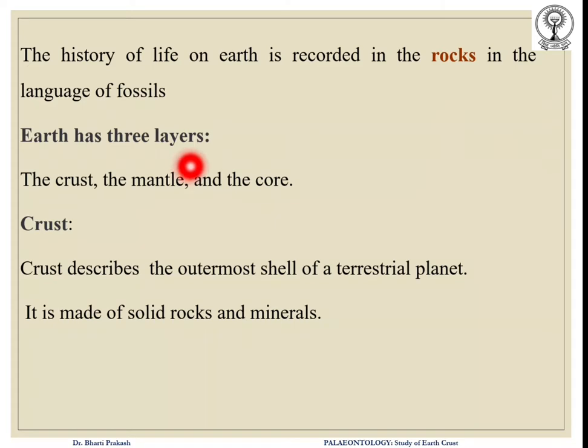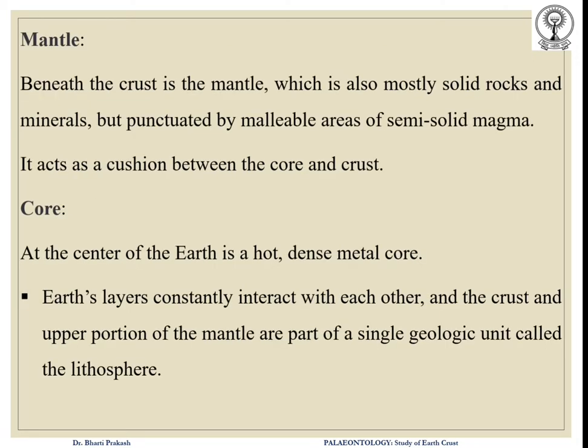Earth has three layers: the crust, the mantle, and the core. The crust describes the outermost shell of the terrestrial planet and it is made up of solid rocks and minerals. The mantle is beneath the crust, which is also mostly solid rocks and minerals, but it is punctuated by malleable areas of semi-solid magma, and this acts as a cushion between the outer crust and the inner core.